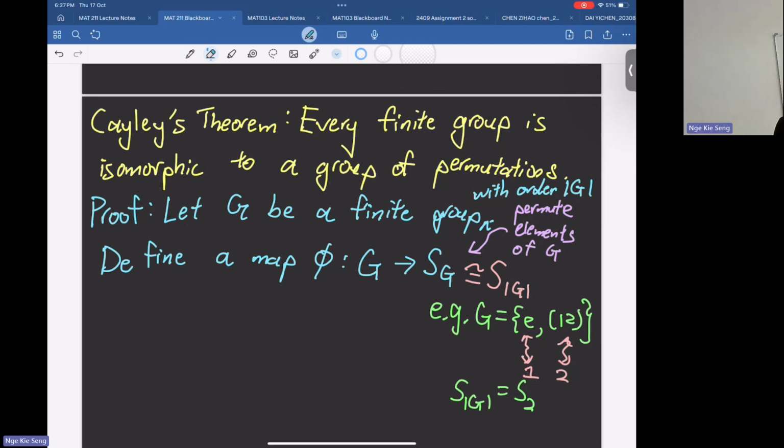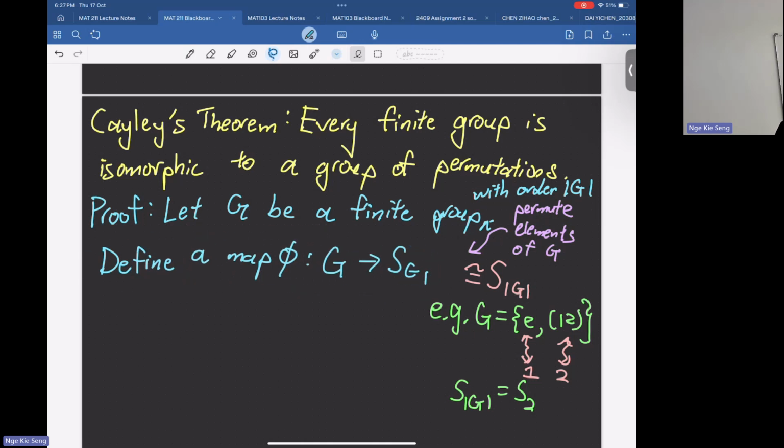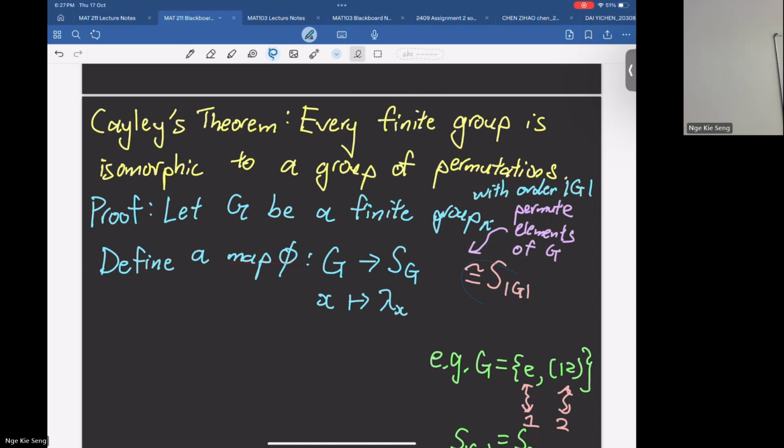To be really precise, I need to tell you what this map does on each element. If I give you an element in the domain, we send it to a permutation, called lambda x. So what does this lambda x do? Let's move this example down.